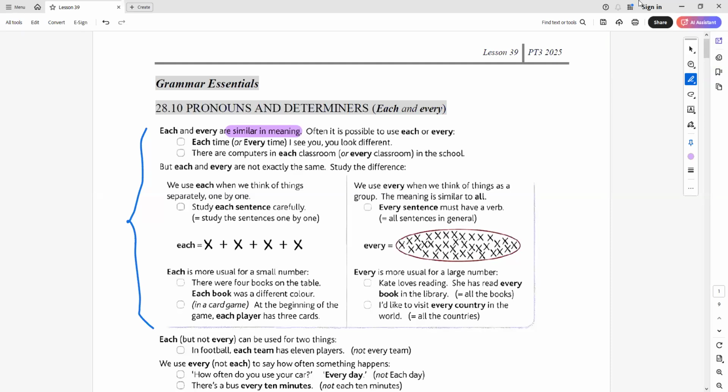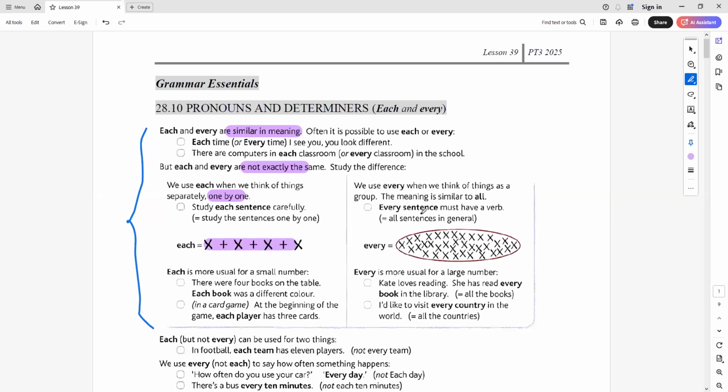Okay, thank you very much. So let's come to these. Each and every. Even though we understand that they are similar in meaning, they are not exactly the same. 就是不完全是一样的哈。So we have to come to the difference. When you come to each, each actually is one by one, because we think of things separately. For example, study each sentence carefully. It means that you study the sentences one by one.